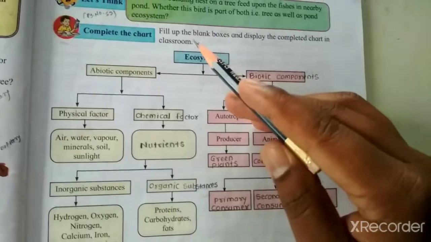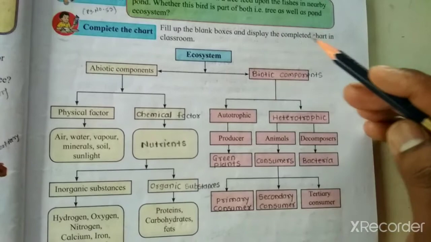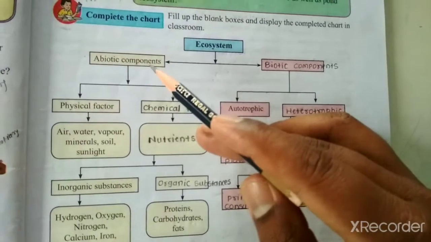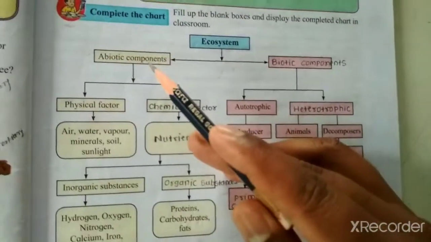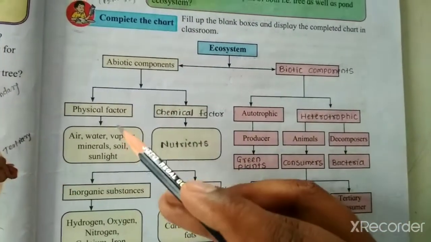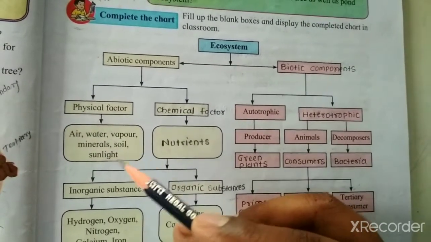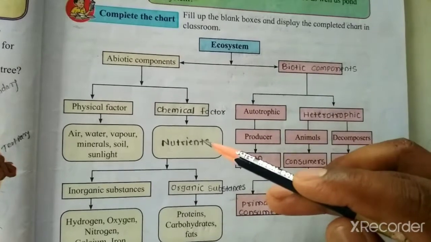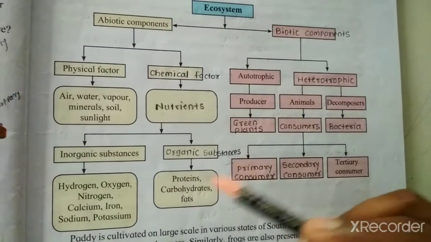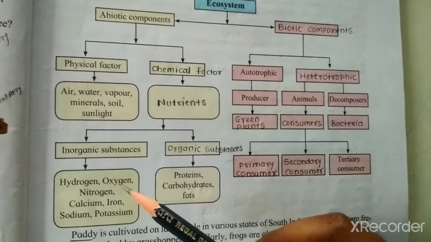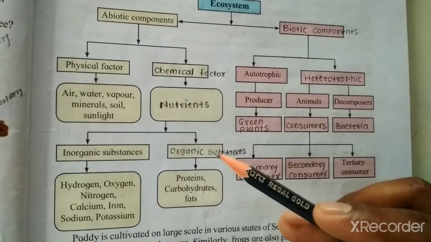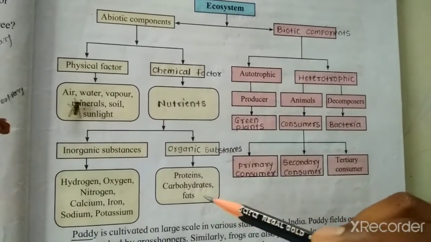Next one is, complete the chart. Fill up the blank boxes and display the completed chart in the classroom. Here in the ecosystem, there are two components, abiotic components and biotic components. Abiotic components again have two factors, physical factor and chemical factor. In physical factor: air, water, vapor, minerals, soil and sunlight. In chemical factor: nutrients. Nutrients are again of two types, inorganic substances and organic substances. Inorganic substances are hydrogen, oxygen, nitrogen, calcium, iron, sodium and potassium. Organic substances are proteins, carbohydrates and fats.